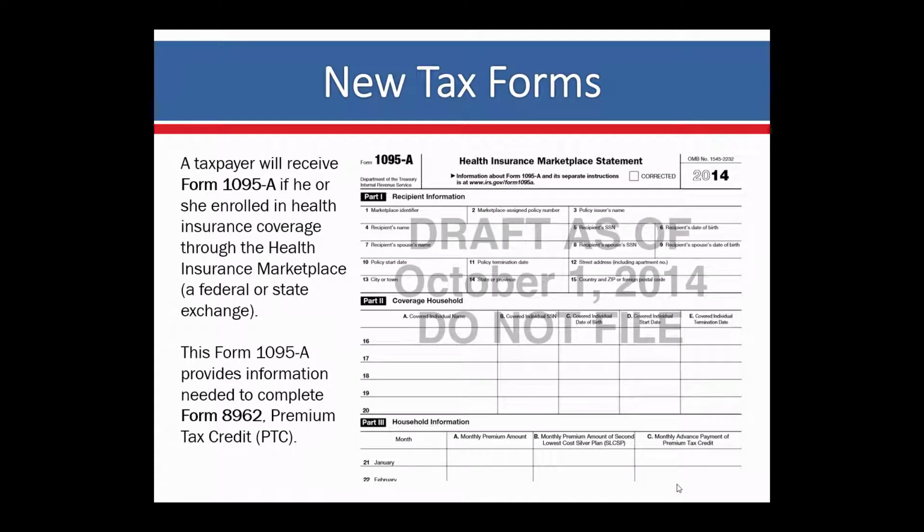A taxpayer will receive Form 1095-A if he or she enrolled in health insurance coverage through the health insurance marketplace, which is a federal or state exchange. This Form 1095-A provides information needed to complete Form 8962, which is the premium tax credit.